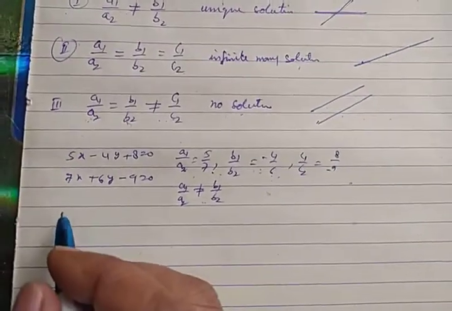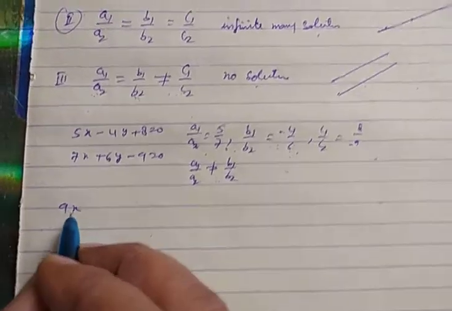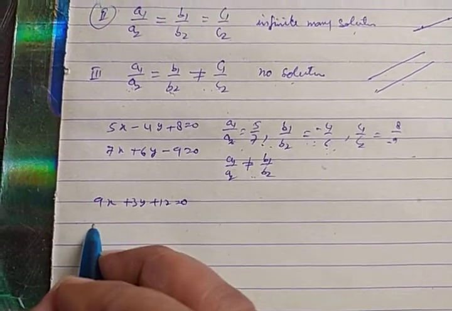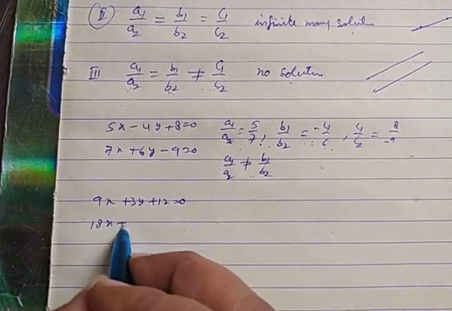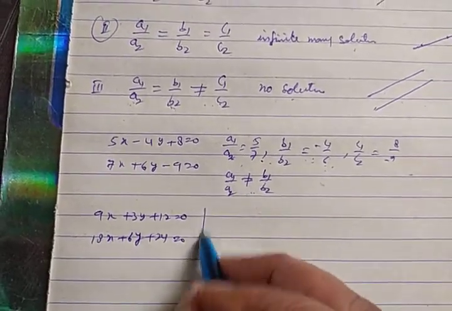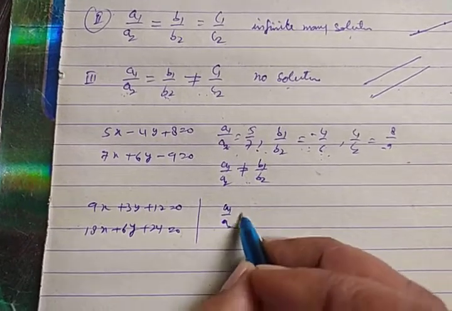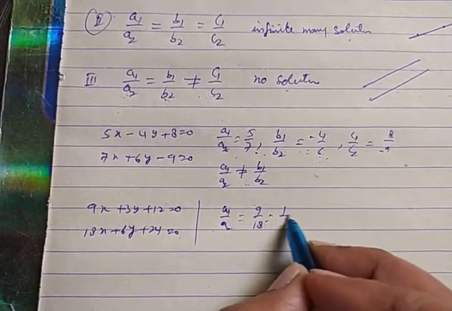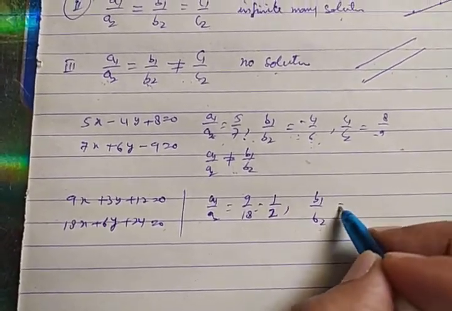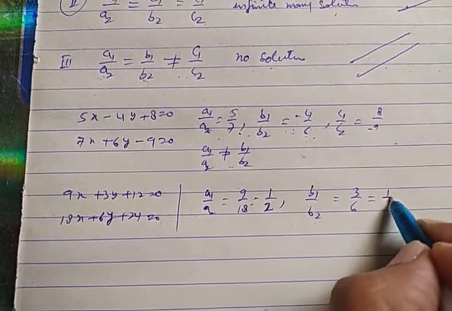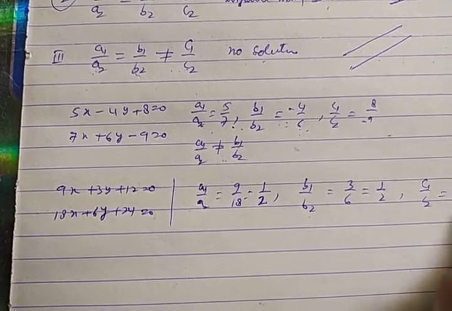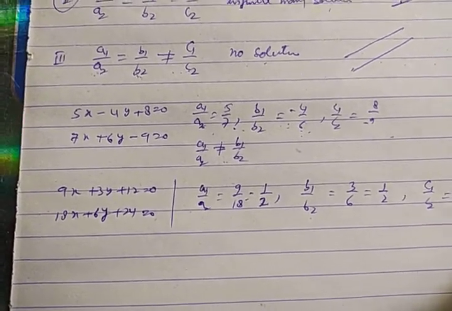Take another example: 9x + 3y + 12 = 0 and 18x + 6y + 24 = 0. Now calculate a1/a2: 9/18 cancels and becomes 1/2. b1/b2 is 3/6, which is also 1/2. And c1/c2 is 12/24, which also cancels and you get 1/2.